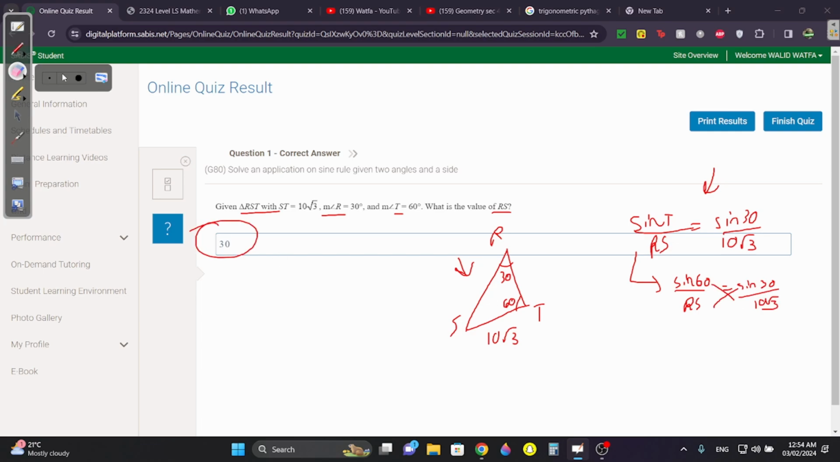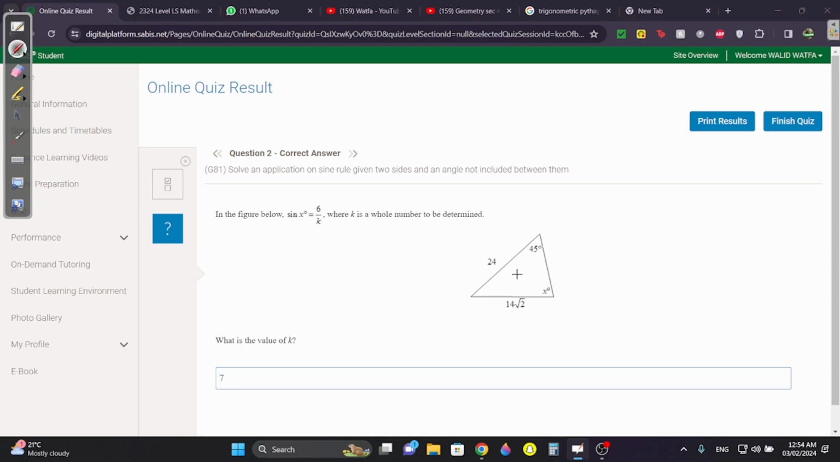Okay, sine x degrees is 6 over k, where k is a whole number. They want you to find k. Start with what they want. Sine x over the side opposite to x, which is 24, equals what we have given, sine 45 over 14 radical 2.